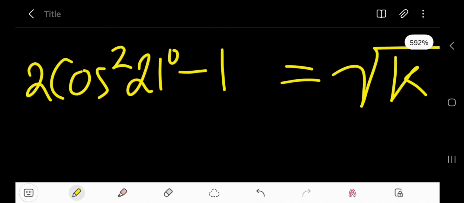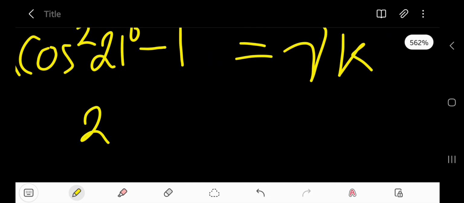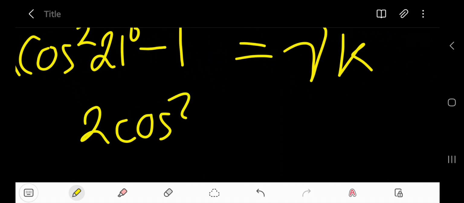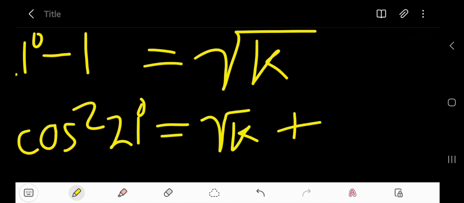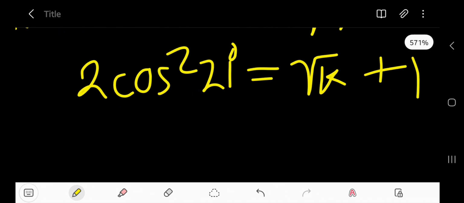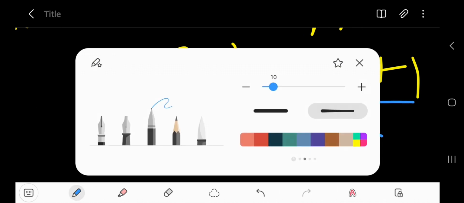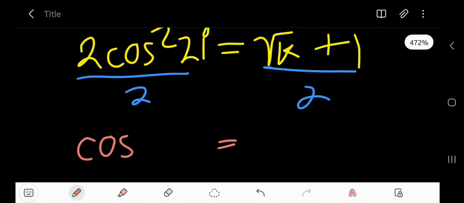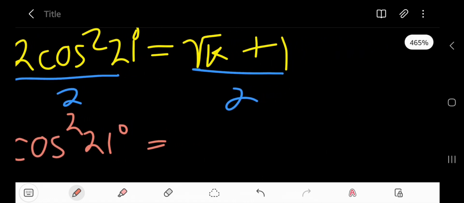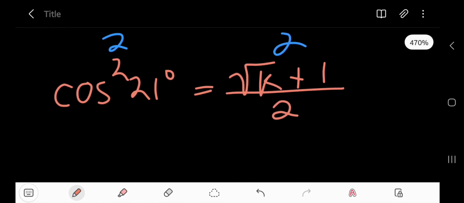Let's try something. Remember, we're looking for cos squared 21, so we're trying to isolate it. To isolate it, let's start by moving the 1 over. So 2 cos squared 21 degrees equals the root of k plus 1. Since we are looking for cos squared 21, let's divide both sides by 2. So our cos squared 21 degrees is going to be equal to the root of k plus 1, all over 2. And then we are done.